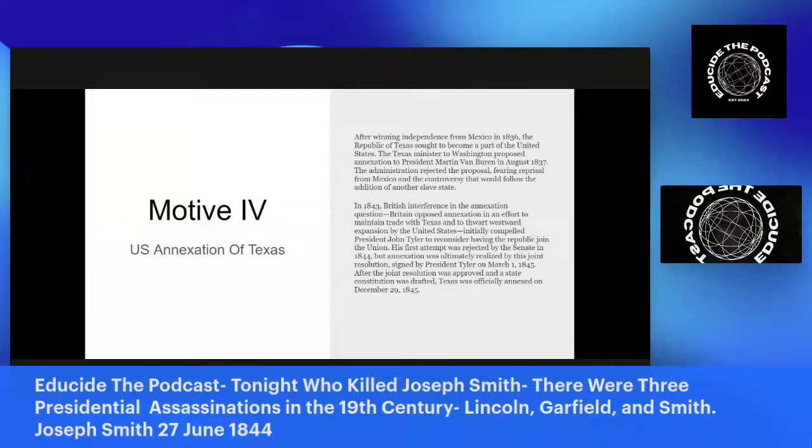The United States compelled to do action. President Tyler reconsidered having the Republic join the Union. The first attempt was rejected in the Senate. Eventually, on March the 1st, 1845, a joint resolution was approved, and Texas officially was annexed December 29th, 1845.